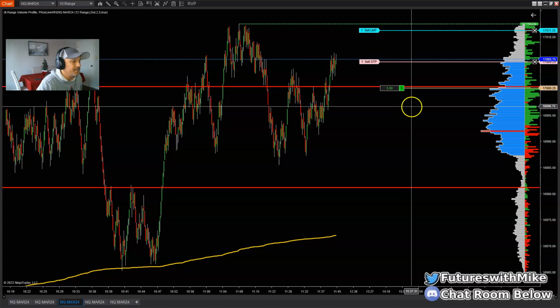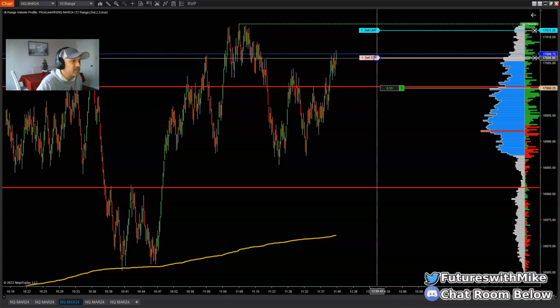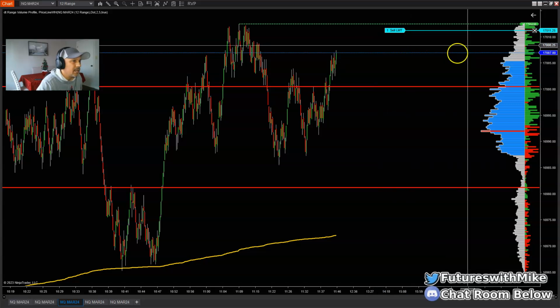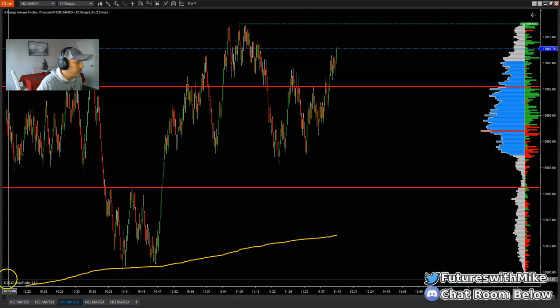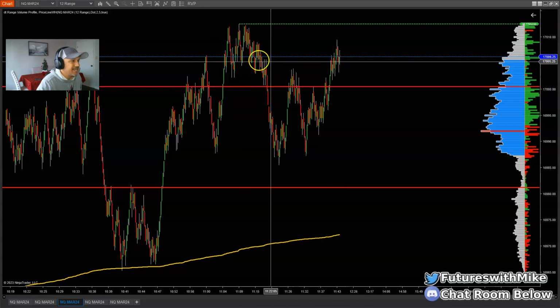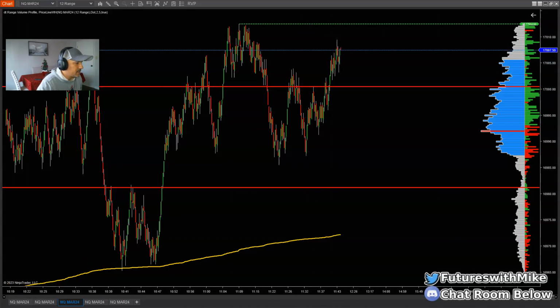Put my stop right there. If it hits it, it hits it. At least I'm up 6 points, 7 points, whatever, 6 points. Just following behind price, the market, okay? And you can see it continue pushing to the upside here, but just kind of moving sideways though. So let's see what's going to happen next.